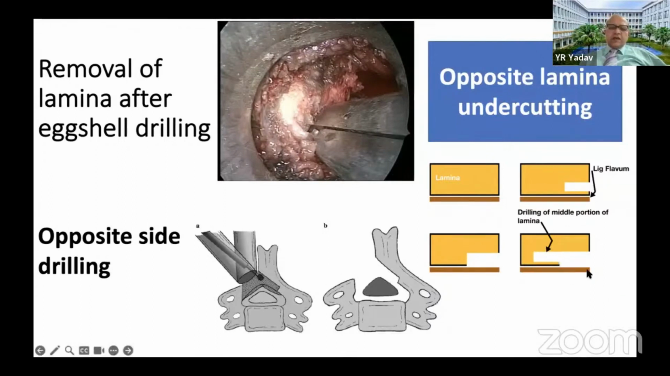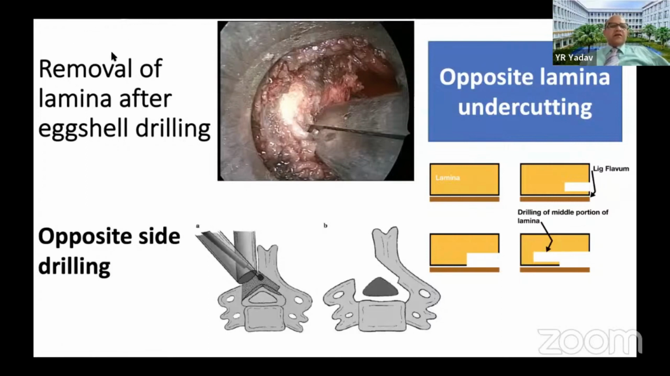So you can remove the opposite side lamina and even undercut the opposite facet joint. This also can be done very well. I'll show it in the surgery video, which I'll be showing in this webinar.